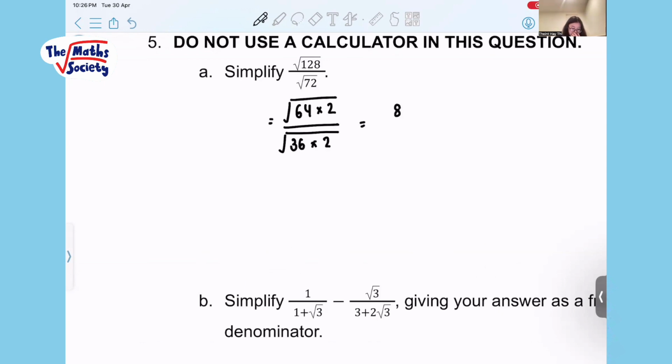And then we know there's 8 root 2 by 6 root 2. So this is 36. Divide, and you have 2, 4, 2, 3. And you get an answer 4 by 3.